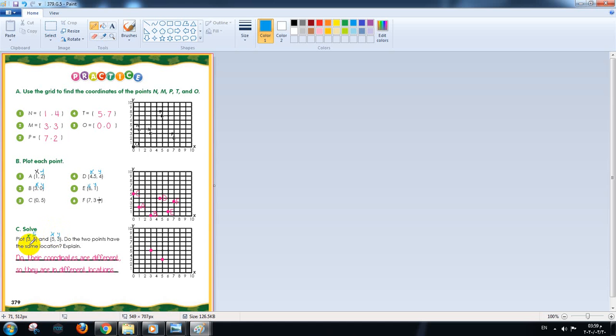To plot the point 3, 5, you have to go 3 on the x-axis here. After that, you go up 5 squares to find the point here. That is the first point, 3 and 5. And the second point, to plot 5, 3, you have to go to 5 on the x-axis. After that, you go up 3 squares. You can find the point here, called 5, 3. So the 2 points are different, not the same location.